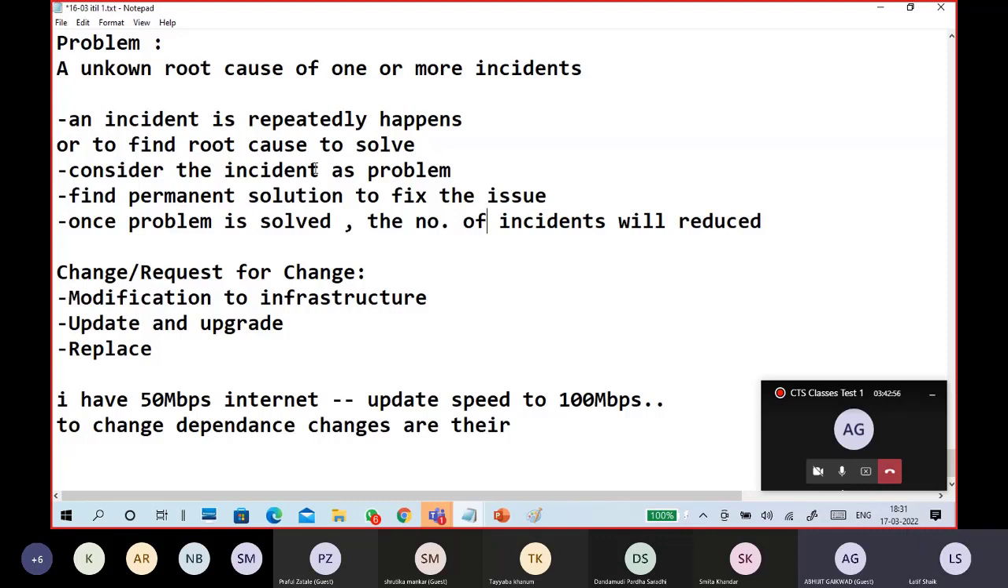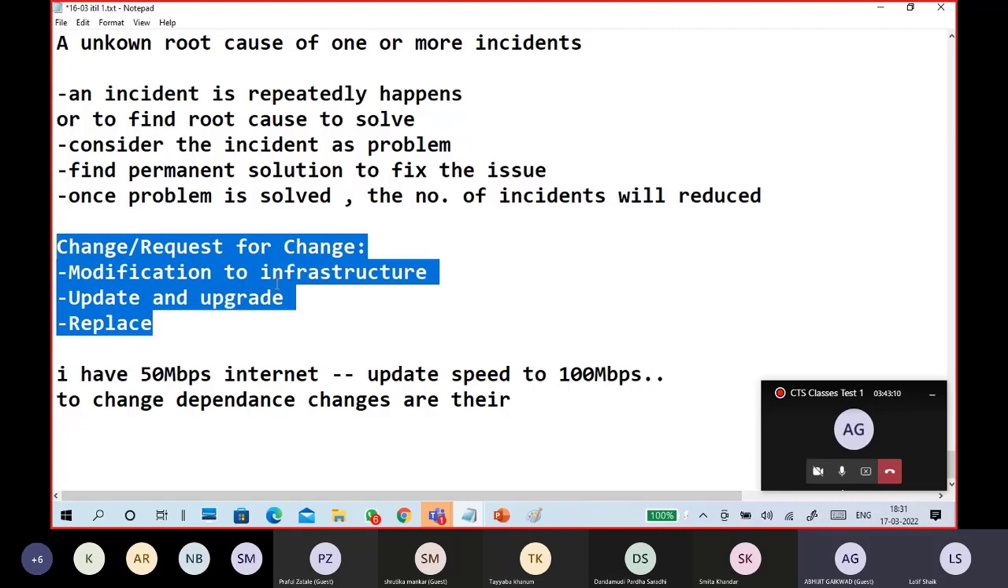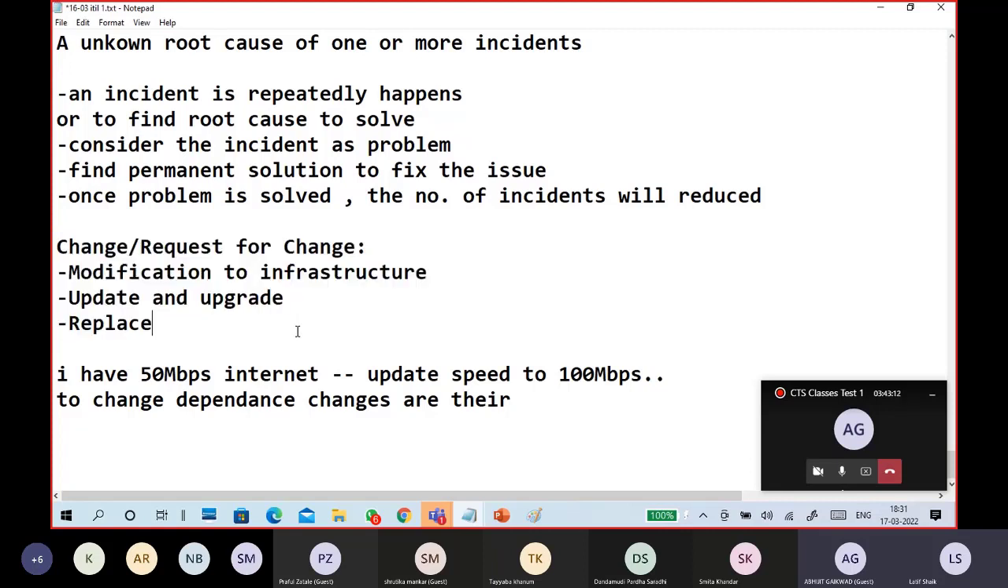Guys, to do that, I may require a cable to fix my problem. Maybe I need some update or upgrade to solve the problem. So I need a change. Change is like upgradation, updation, modifications, replacements. These all come under changes. For example, I have internet at 50 Mbps and I want to increase it to 100 Mbps, or I have a laptop with 4 GB RAM and I want to upgrade to 8 GB RAM.